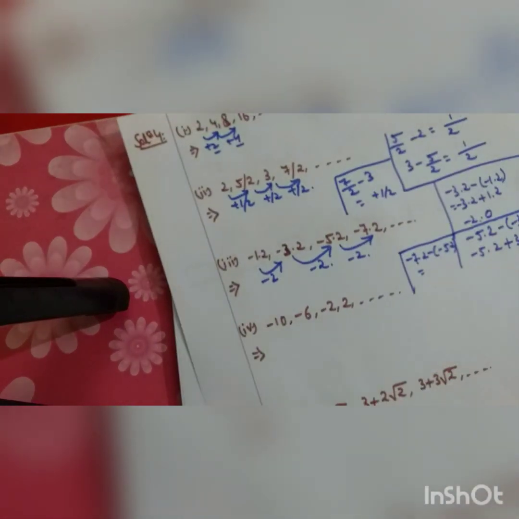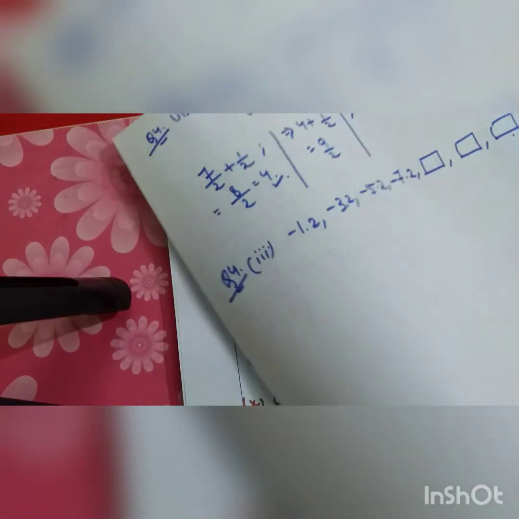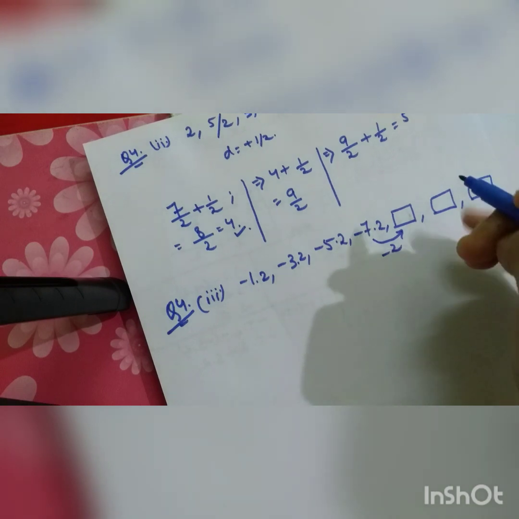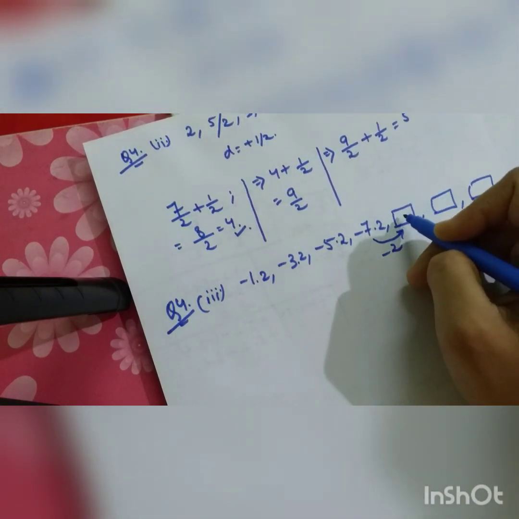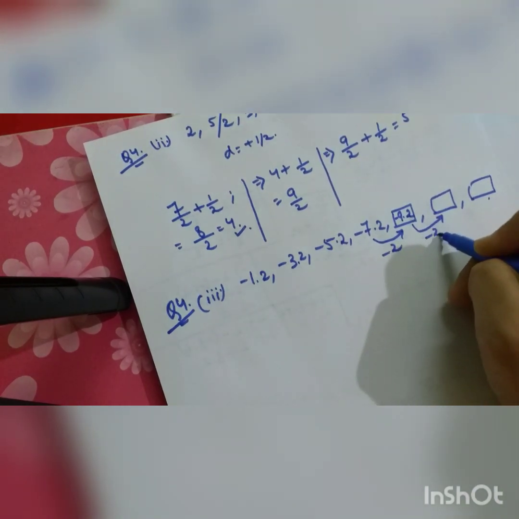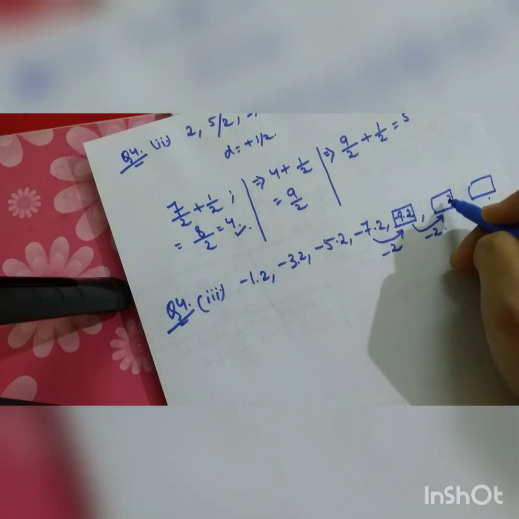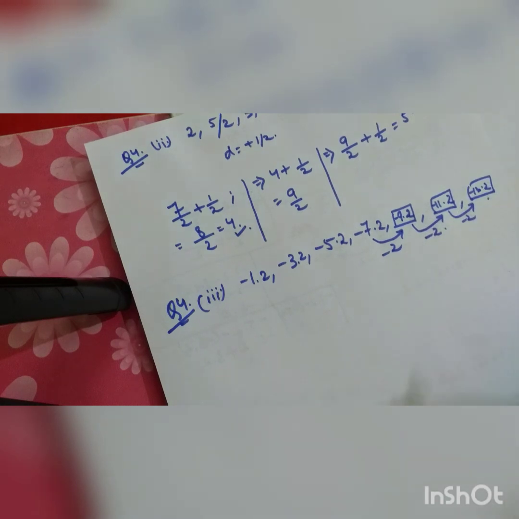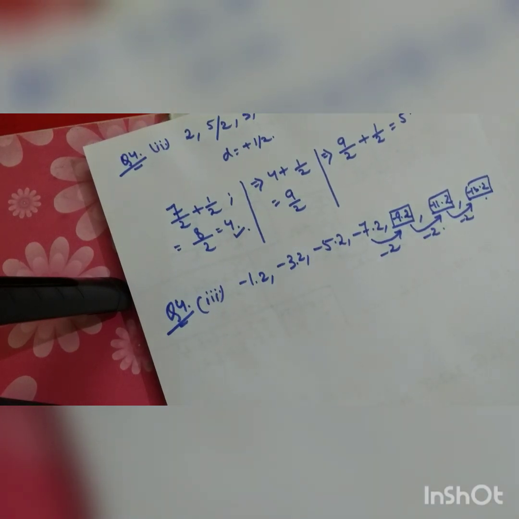So our common difference was minus 2. Simply, you have to add minus 2 to get the next term after minus 7.2. When you add, you will get minus 9.2. Again add minus 2 to minus 9.2, you will get minus 11.2. Again add minus 2, you will get minus 13.2. So the next three terms after minus 7.2 will be minus 9.2, minus 11.2, minus 13.2.